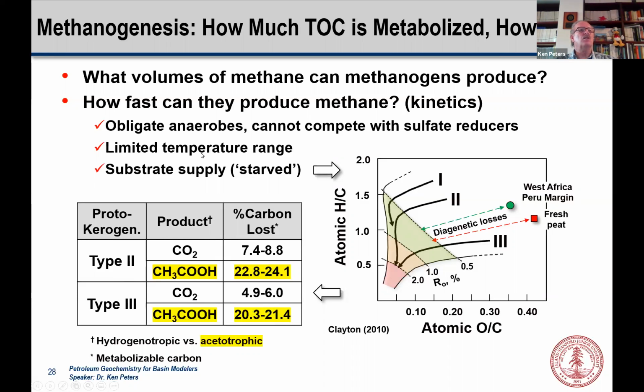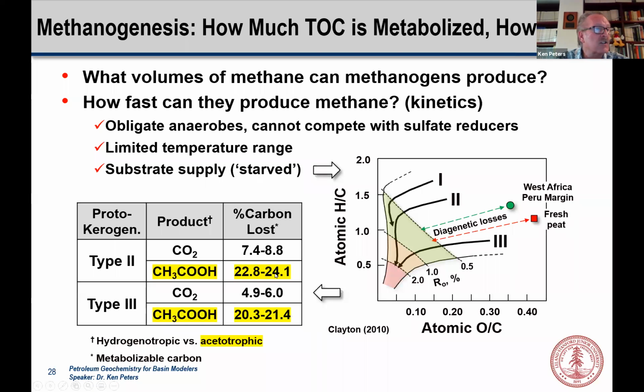So there are some key questions that we can start to address here. What volumes of methane can methanogens produce? We can get at that from this Van Krevelen diagram. And how fast can they produce that methane? That involves some kinetics, and we're going to have to make some assumptions there that we'll talk about in a minute. We're dealing with obligate anaerobes. They can't compete with sulfate reducers. They have a limited temperature range. That's that Gaussian approach. But they also have an issue with substrate supply. So they can be starved if those substrates have already been used up by consortia of different organisms in shallower sediments.